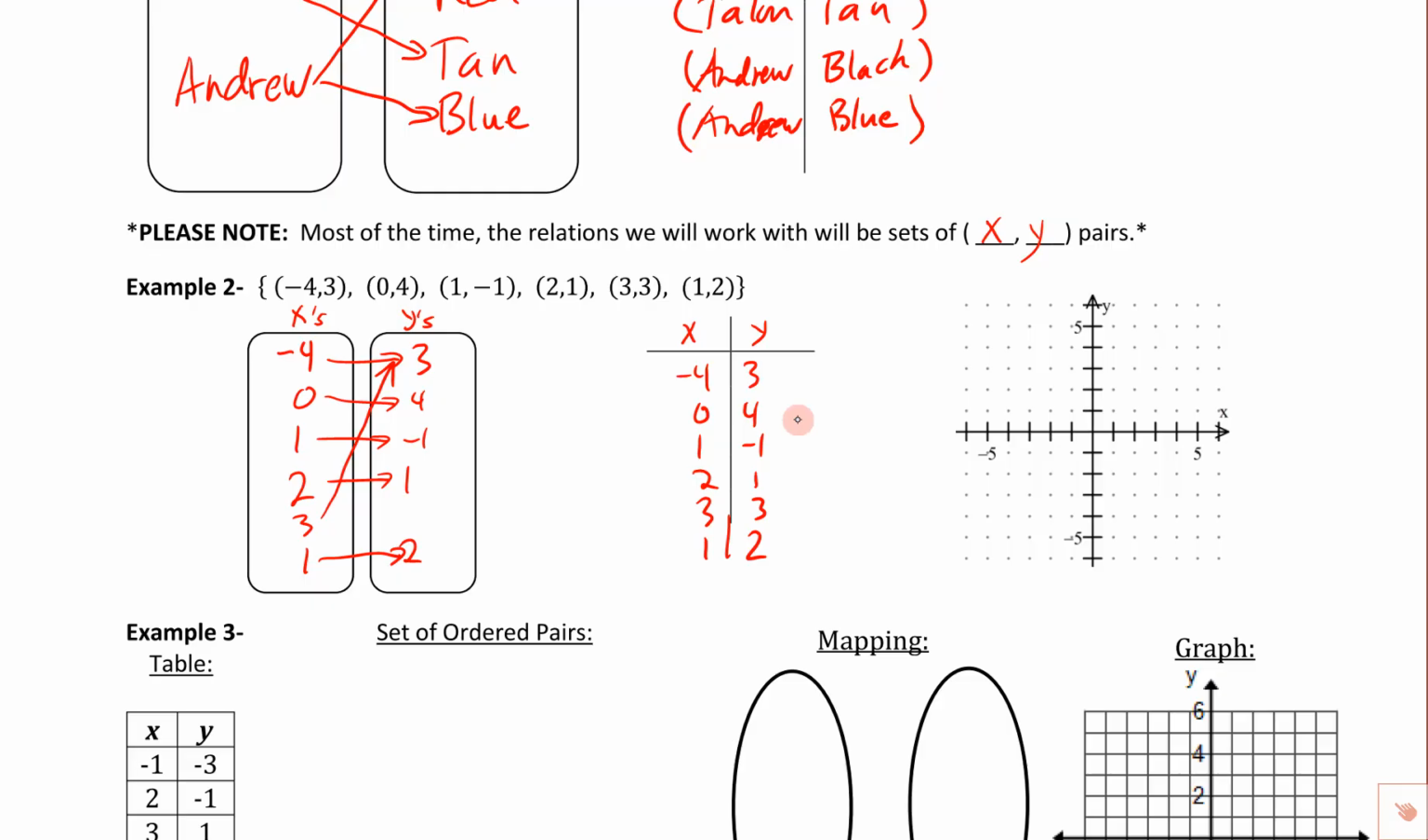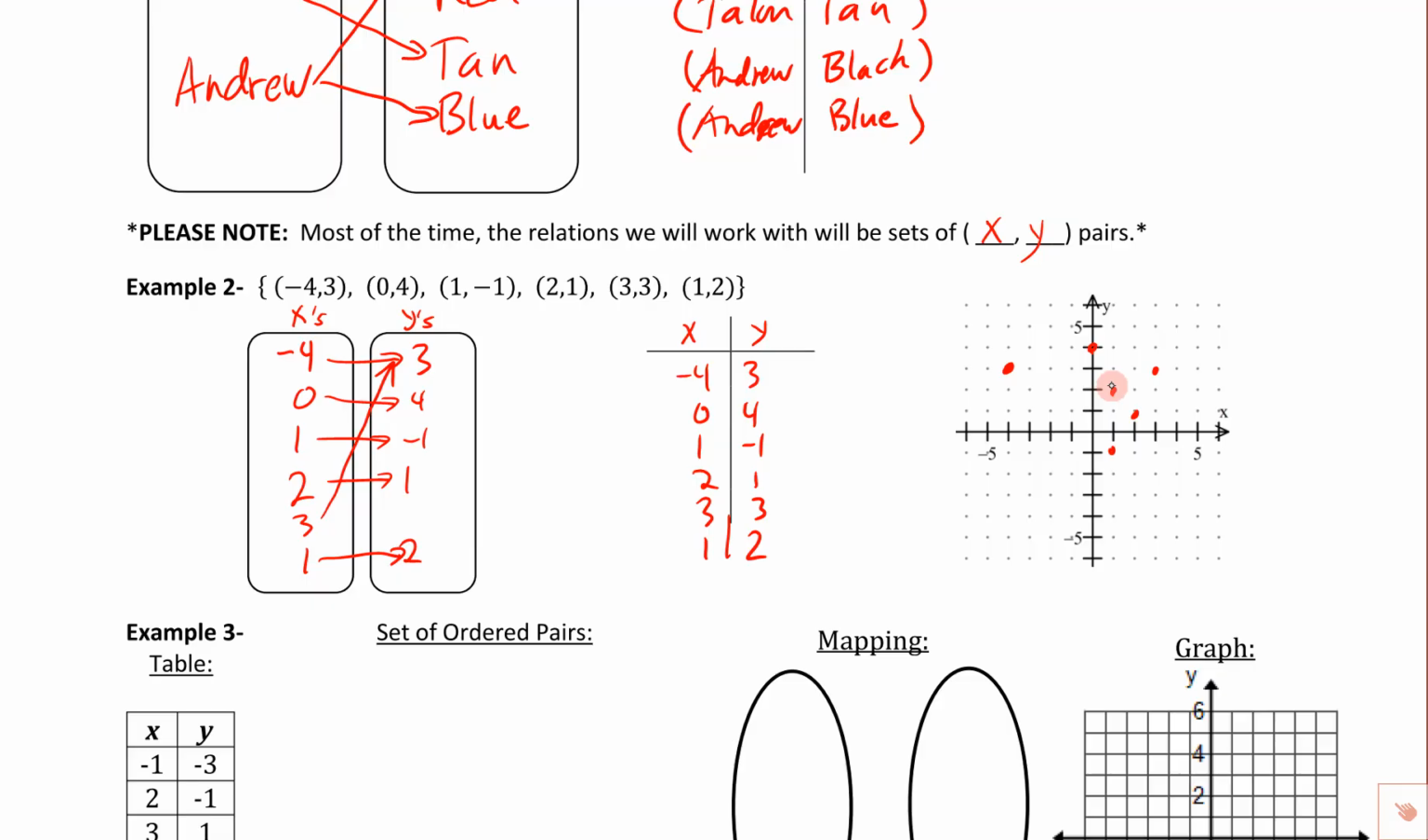So we're going to graph -4, 3, so that means we're going to go back 4 and we're going to go up 3, so we're going to put a point right there. 0, 4, right there. 1, -1, we're right here. 2, 1 would be right here. 3, 3 would be over 3 and up 3 from the origin, and then let's see, 1, 2, so over 1 and up 2. So we'd be right there.